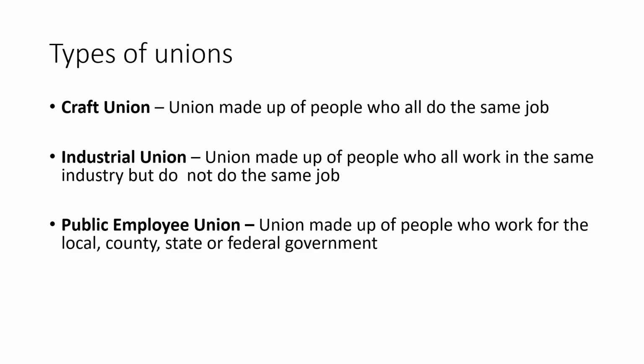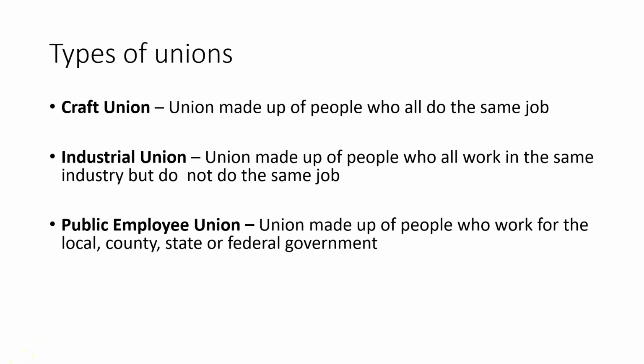Now, public employee unions are separated out because they do not have the right to strike, which is probably the biggest weapon that the craft and industrial unions have. Public employee unions cannot legally strike. That doesn't mean that they don't strike, because we've all heard of teachers' strikes and things like that, but they can't legally strike. So if a teachers' union goes out on strike, they risk losing their jobs. They risk a lot of things.